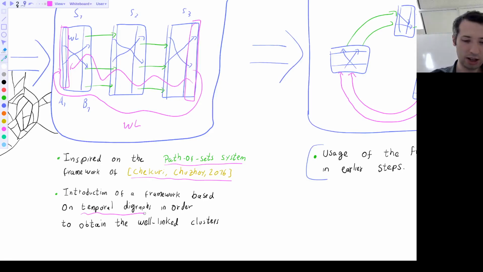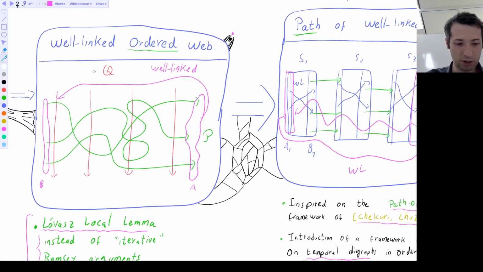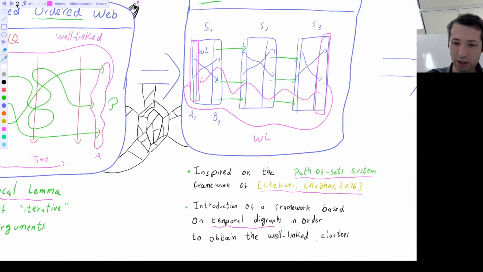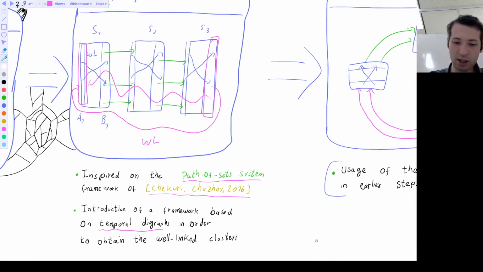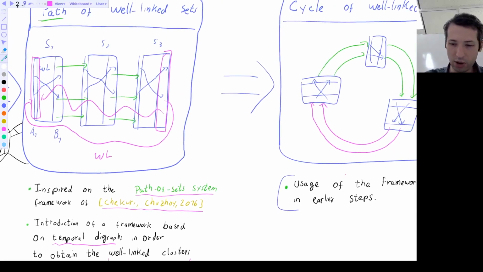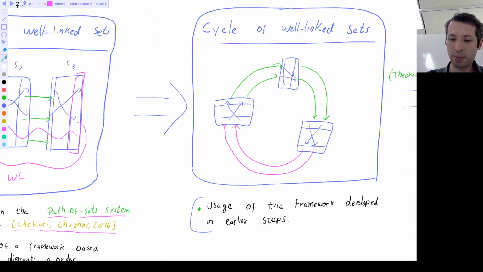And the temporal digraphs kind of allow us to analyze how the paths in this ordered web behave. So if you remember, for the ordered web, we have this connection from left to right. So this kind of gives us this notion of time. And so we use these temporal digraphs in order to analyze how the path P intersects this linkage Q, and then we can use this to construct the well-linked clusters individually. So this is a rough overview of how the proof works.